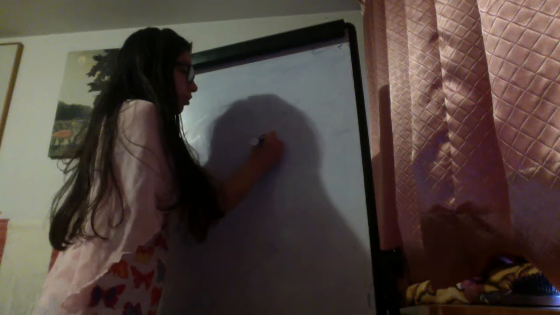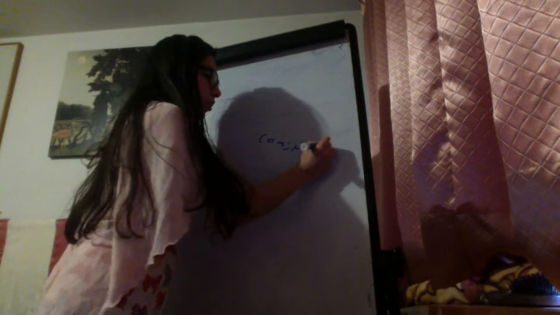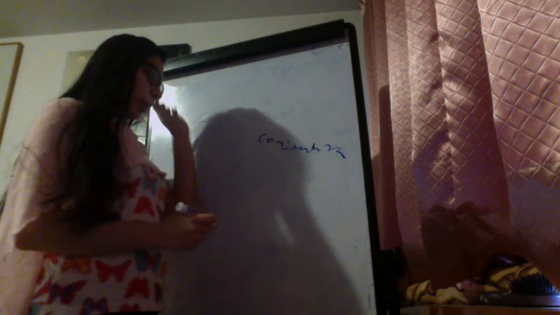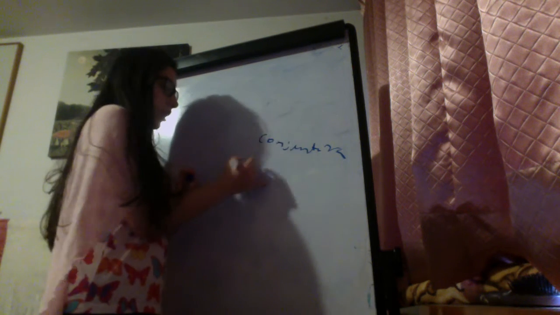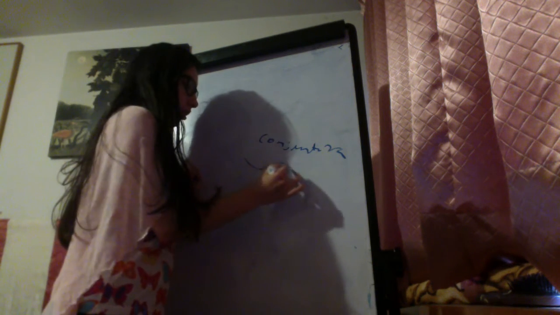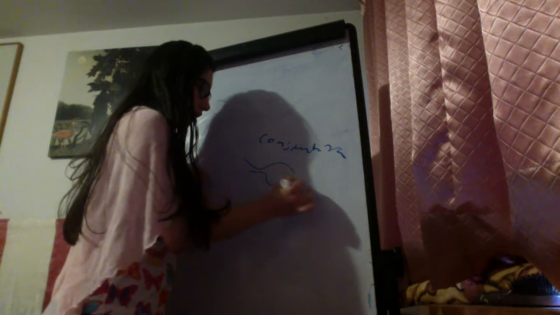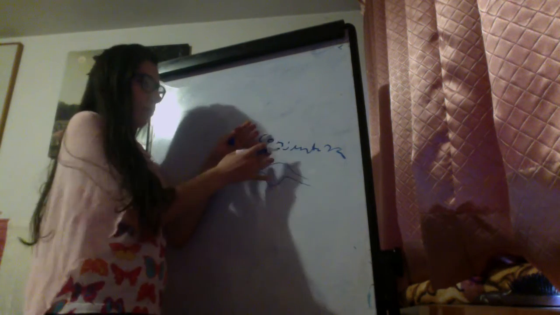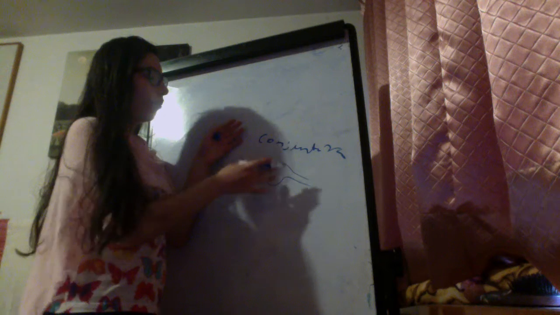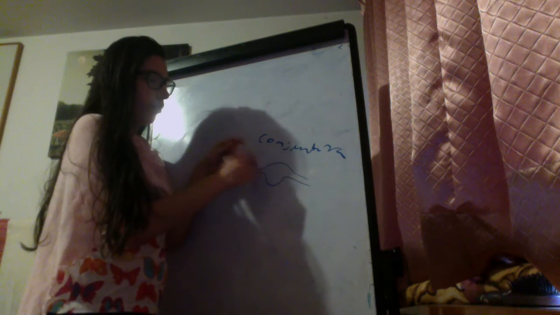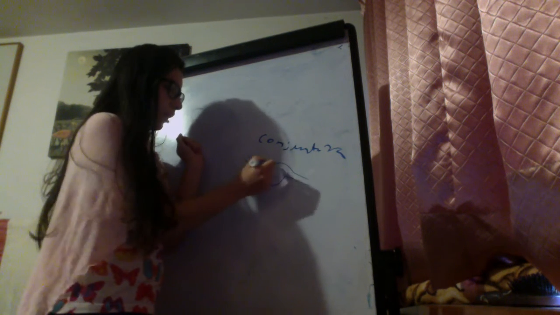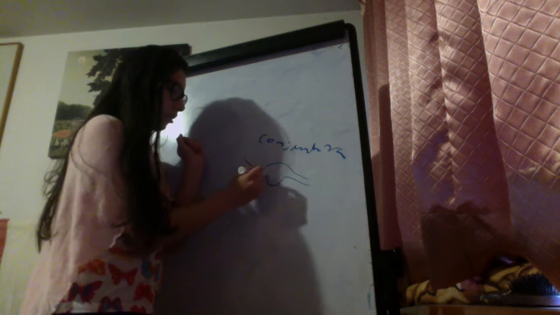We are going to see the conjunctiva very quickly. Here is the eye. The conjunctiva is the most superficial layer of the eye, not including the cornea. Here we have this white part, which is the sclera.